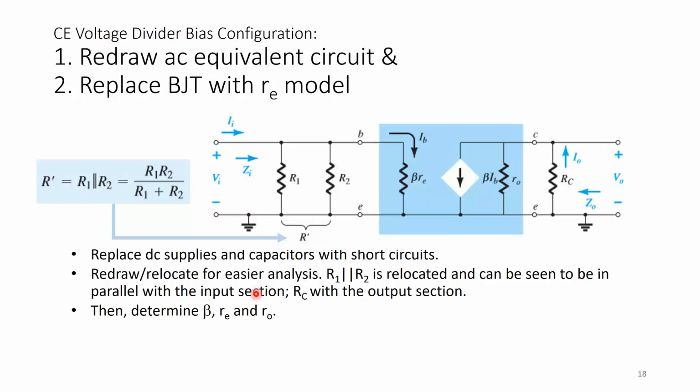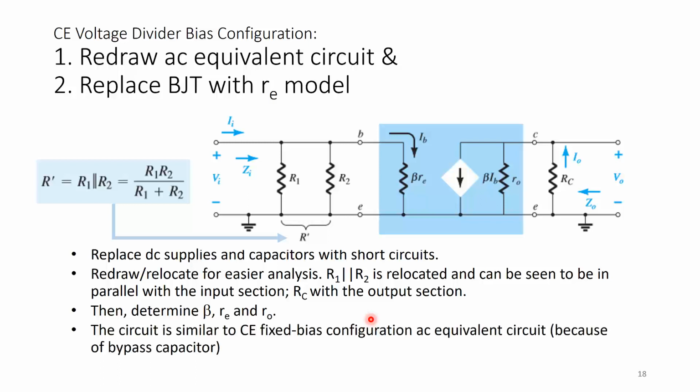Now we need to determine beta, RE, and R out, because we need these values if we want to find the output parameters of the two-port network in terms of values. The circuit is similar to the common emitter fixed bias configuration's AC equivalent circuit because of the bypass capacitor. Even though it's a voltage divider bias and there is an RE, because of the bypass capacitor the emitter resistance is not seen, and R1 and R2 can be replaced by their equivalent parallel combination.